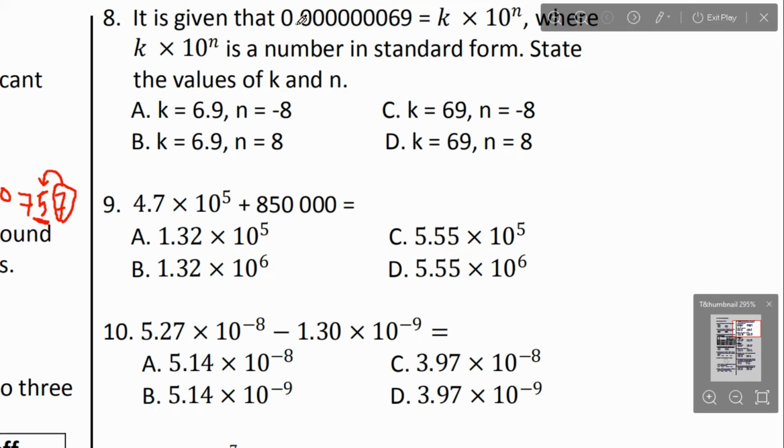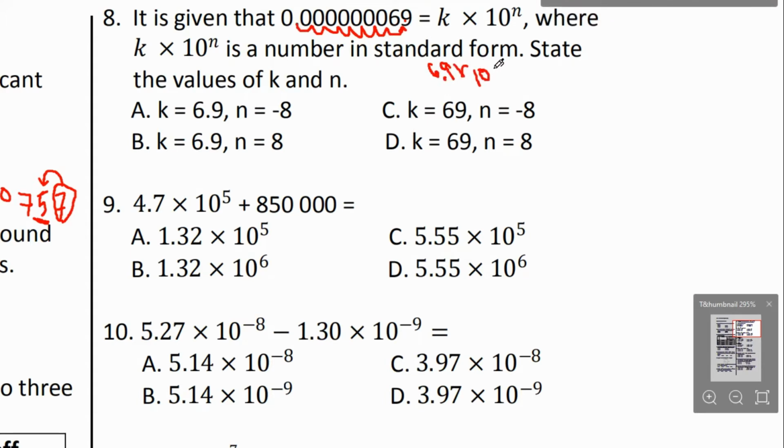We have to move the decimal to the back. 1, 2, 3, 4, 5, 6, 7, 8, until this one. So you will have 6.9 multiplied by 10. If you move the decimal to the back, then it will become negative. So how many times have we moved? 8. So negative 8. So k equals 6.9, n equals negative 8. So the answer is A.